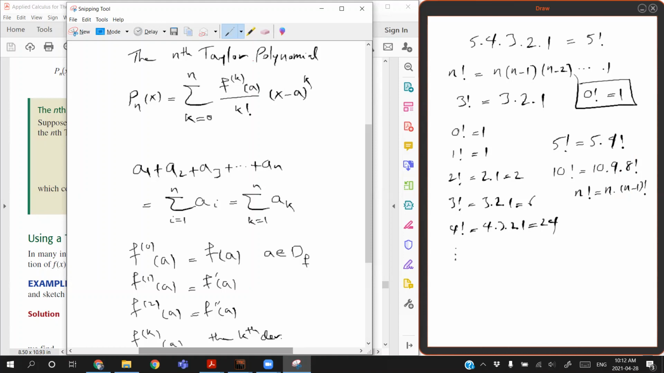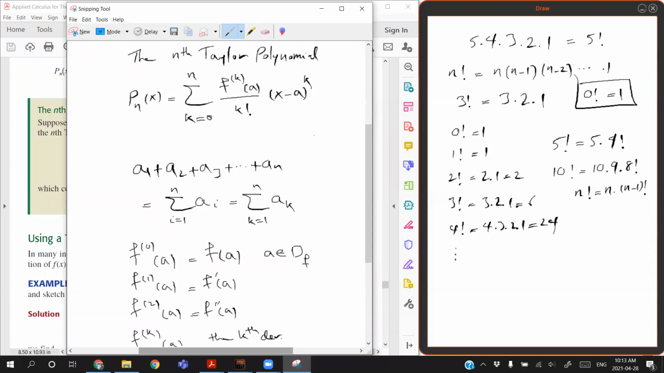So that would be the factorial notation here. Is that clear what this is, the factorial notation? Okay, and here this is clear. It's (x minus a) to the power of n.